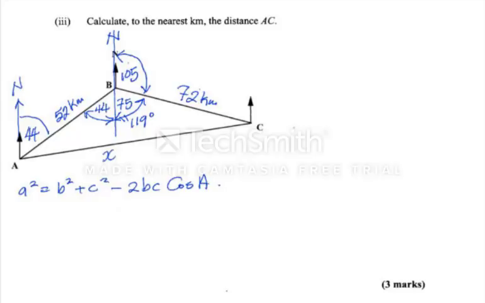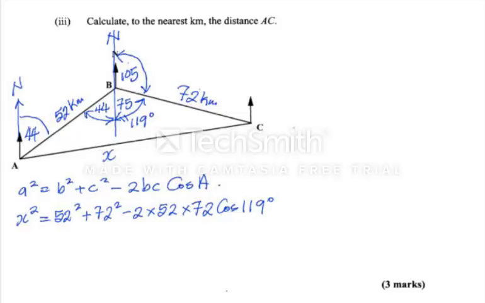Now, in the cosine rule formula, a is the side opposite the inclusive angle. So a, from this information here, would be x, so that's x squared. B and C are the other two sides of the triangle, so that would be 52 squared plus 72 squared minus 2 times 52 times 72 times the cosine of capital A. And capital A would be the inclusive angle, which is 119 degrees.